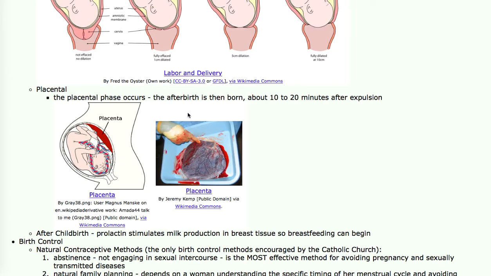Once the baby does come out, the last phase of labor kicks in, and that's the placental phase, where the afterbirth is born. And that usually occurs within 5 to 20 minutes after the mom pushes the baby out. That's a placenta right there that's been ejected from a uterus. You can see the placenta here is what the umbilical cord is attached to. The placenta is the exchange point for nutrients between mom's bloodstream and the baby's bloodstream.